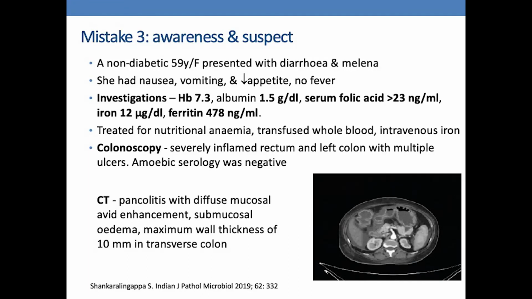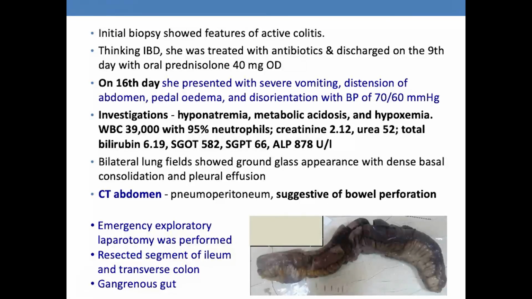It showed a severely inflamed rectum. The left colon with multiple ulcers was seen. So immediately it was thought it could be amoeba, but amoebal serology was negative. CT of the abdomen showed pancolitis with diffuse mucosal avid enhancement and submucosal edema. You can see the wall thickness is about 10 millimeter in the transverse colon. Initial biopsy showed features of active colitis; thinking it is not amoebic, is it ulcerative?